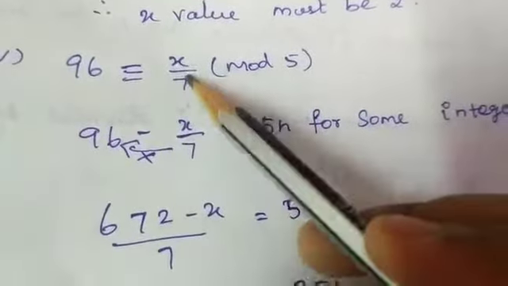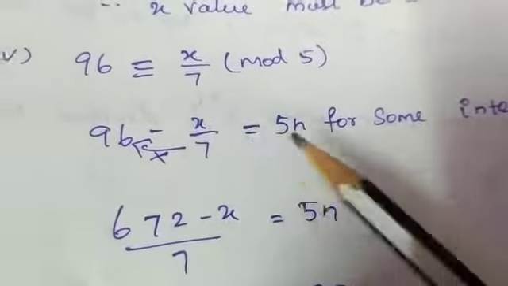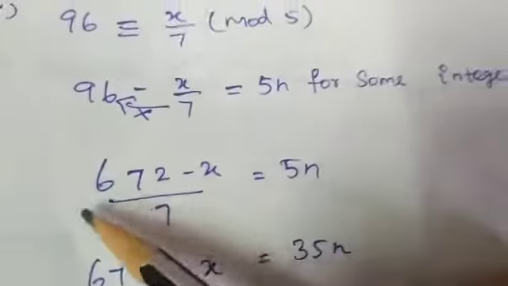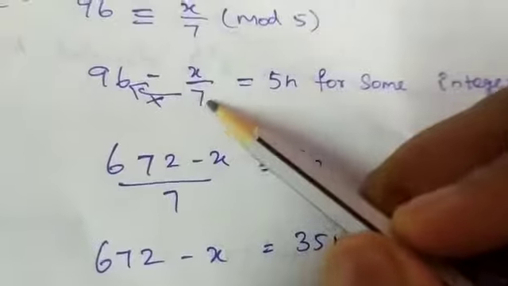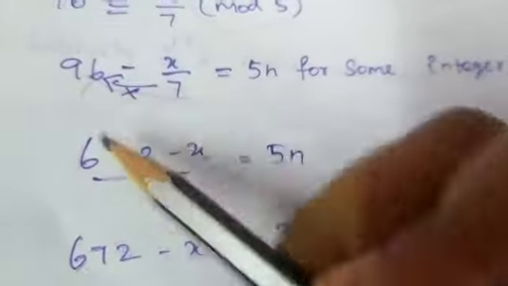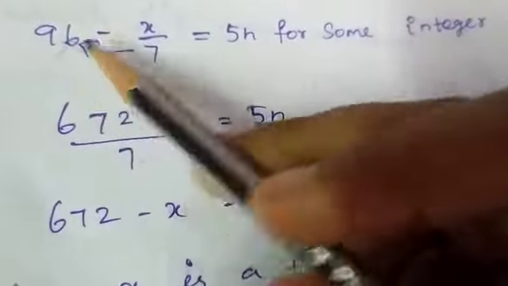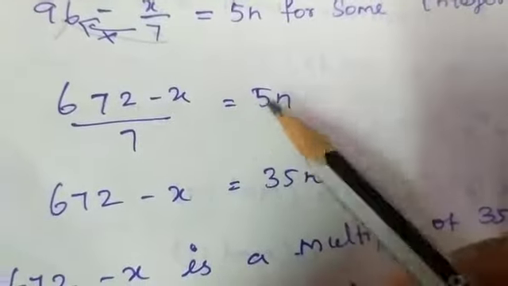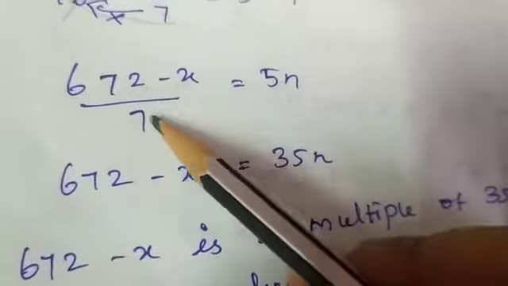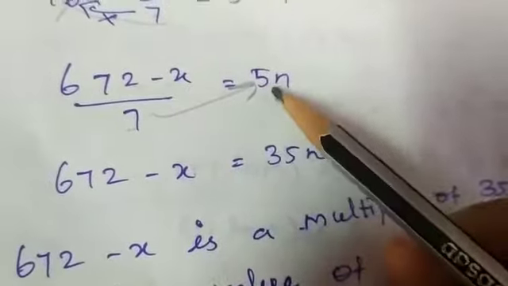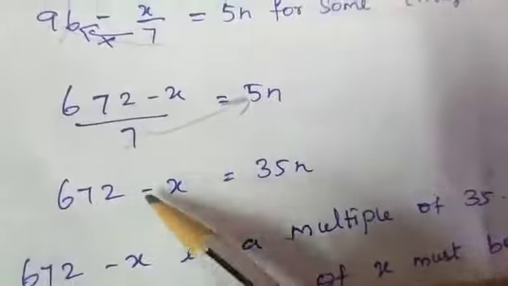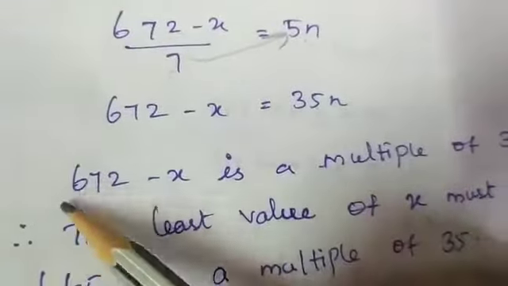So I am bringing this x by 7 to this side, I will get 96 minus x by 7 equal to 5n, converting this mod 5 into 5n for some integer n. I am multiplying by 7 to bring it common for this and this. So 672 minus x by 7 equal to 5n. So I am multiplying by 7 to cancel this denominator. So 672 minus x equal to 35n, and 672 minus x is a multiple of 35.